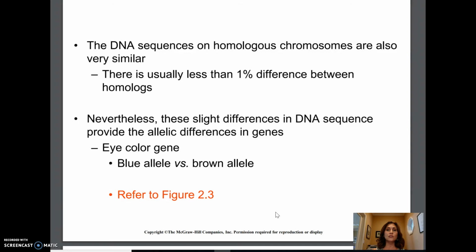Now, the DNA sequences between the chromosomes are going to be almost identical. There should be about a 1% or less difference between homologous chromosomes. But again, those slight differences are what give you variation. And the example here is the eye color gene, blue allele versus brown allele.